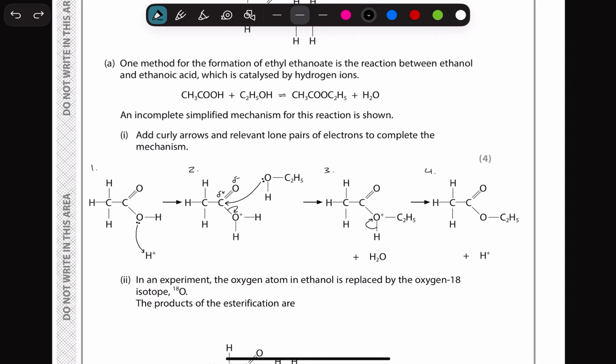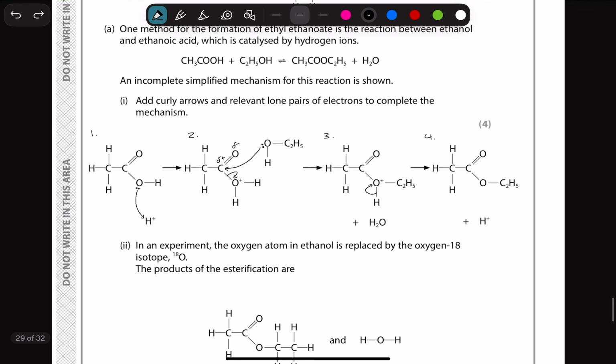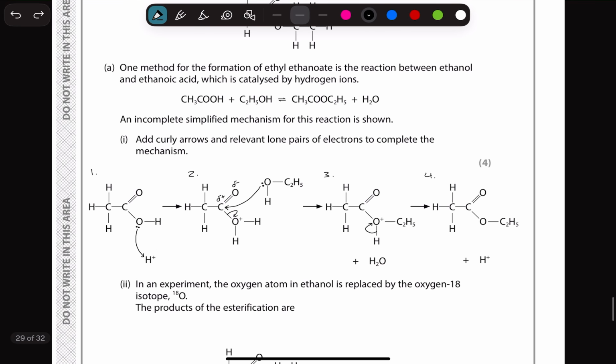So I hope that was useful for you. Just make sure you remember to break it down step by step. Don't just look at it and give up just because it's such a big mechanism that you've never seen before. Just try to break it down. Use your common sense. Use your knowledge of carbonyls and your knowledge of lone pairs and how they work to answer questions like these. So I'm not going to go through the rest of the question, like I said, just because I believe it's really easy and it'll be a waste of time.